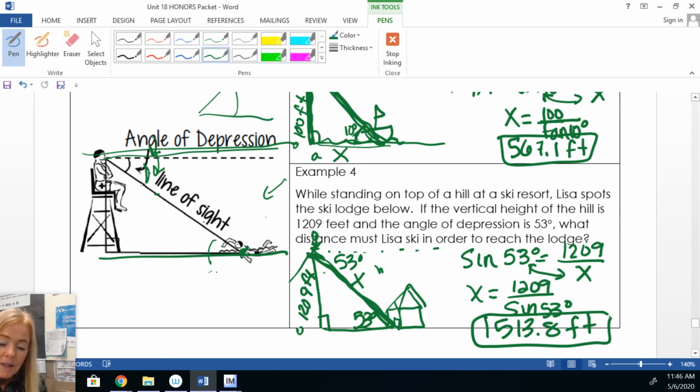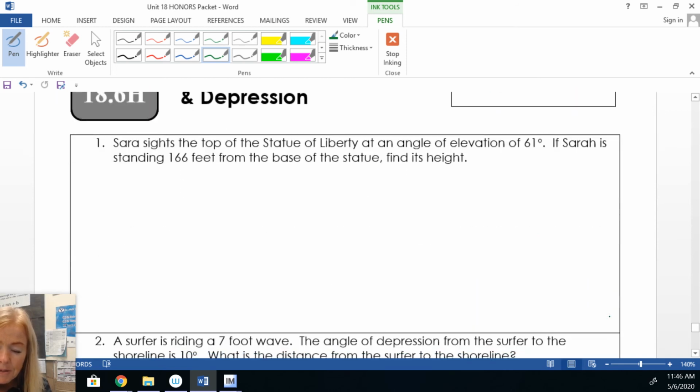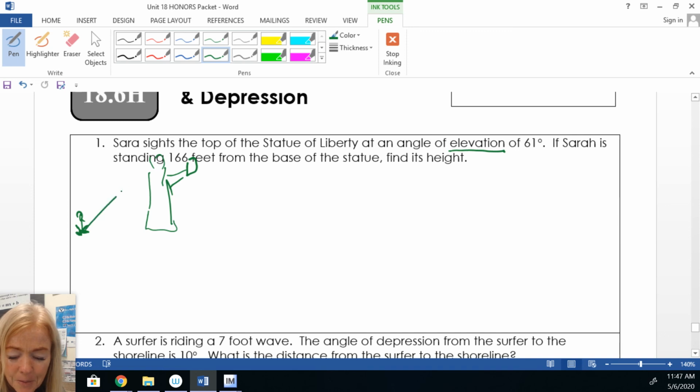All right, so that is angle of depression. Your next job is to go ahead and do the next assignment. When you see angle of elevation, then you'll know a little bit more about how to draw your picture. So here we have the Statue of Liberty, which I'm not going to be very good at drawing, but anyway, and then Sarah is right here, standing, maybe sitting, at an angle of elevation of 61 degrees. So that's going to be your picture. I just thought I'd let you see that.